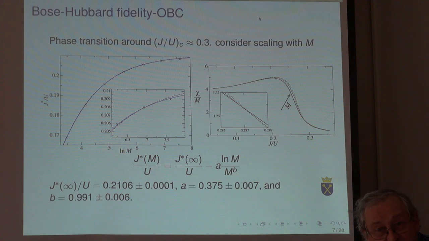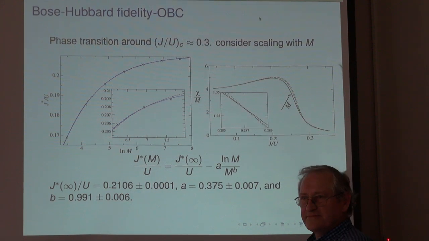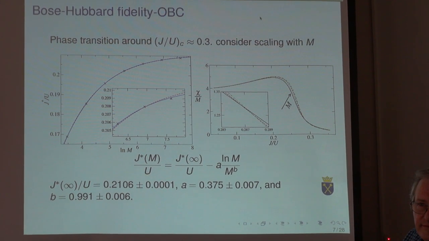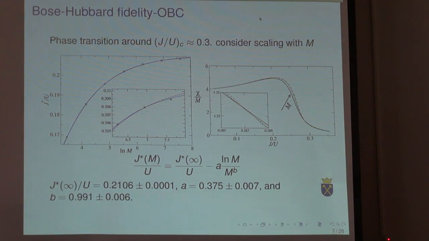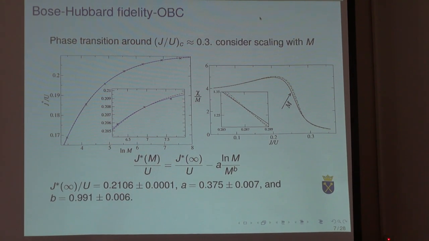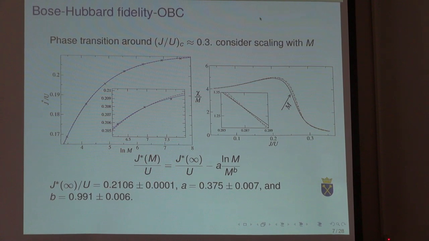For example, it is checked that this is not the Schottky anomaly or something like this. So it is shown, for example, that this one-dimensional Bose-Hubbard model at the tip of the transition is in the same universality class as the two-dimensional XY model. And therefore, this is the Kosterlitz-Thouless transition.